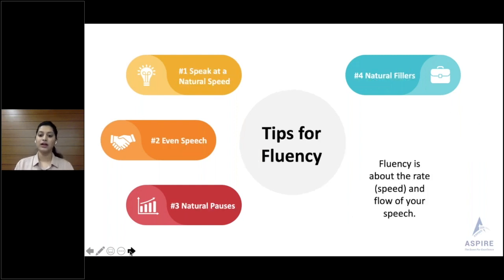All right, fluency. What is fluency? Fluency is nothing but how smoothly your speech flows or the speed of your speech. So, number one, speak at a natural speed. Maintain a natural speed, as in not too fast and not too slow. So, not giving way too many gaps between words or sentences, and not blurting out chunks of words or information at one go.